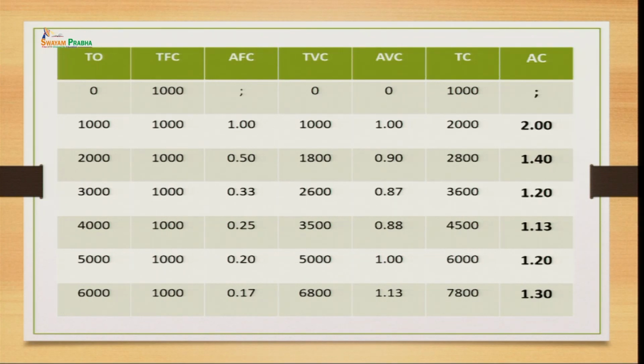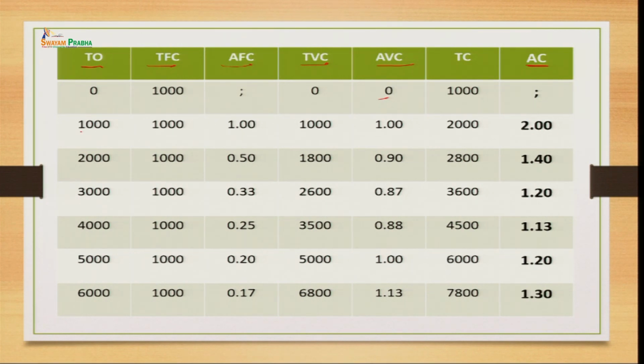Now, this is the complete picture to make you understand how we have calculated. This we have already studied. This is the total output, total fixed cost we have seen, and we have also calculated average fixed cost. This is the total variable cost, and we have also understood how to calculate average variable cost. Now, you can see this average cost column, right. There are two ways, like I said, either we can add average fixed cost and average variable cost, or we can divide the total cost by the total output.